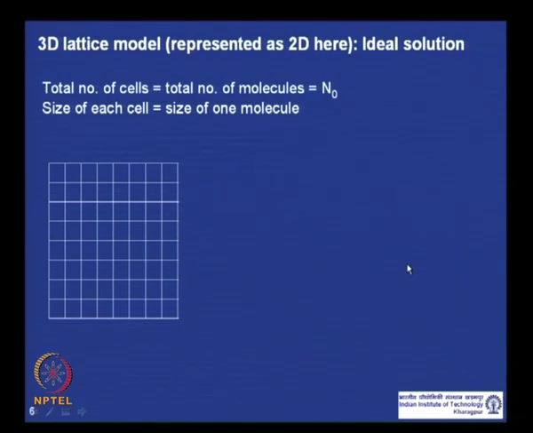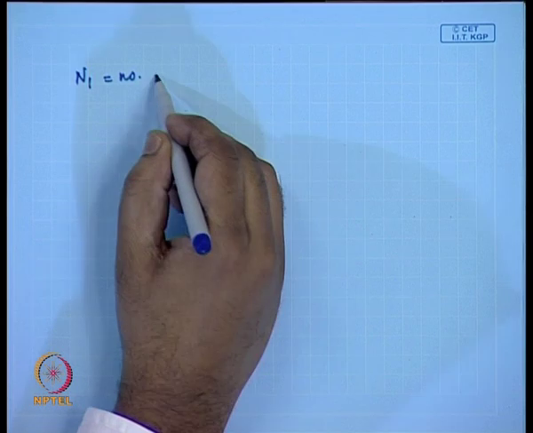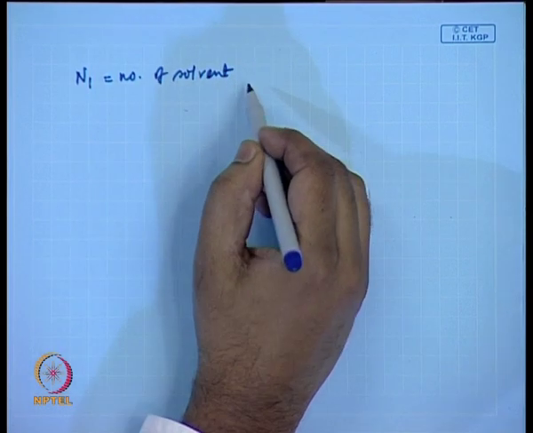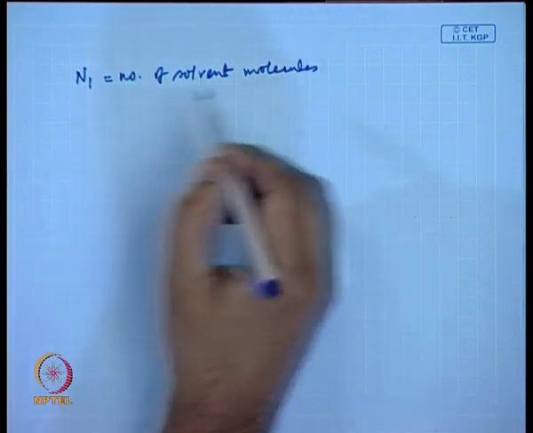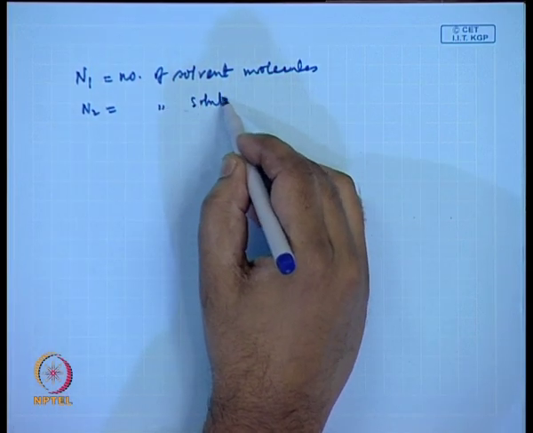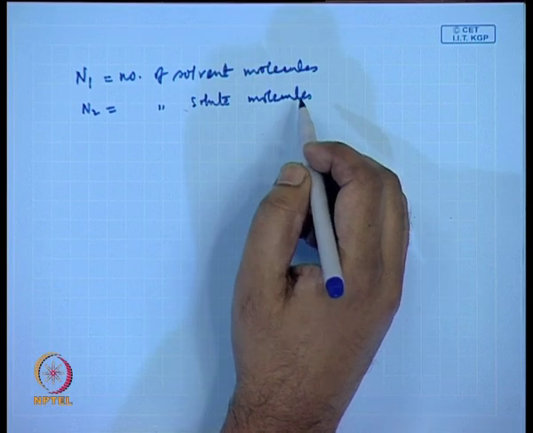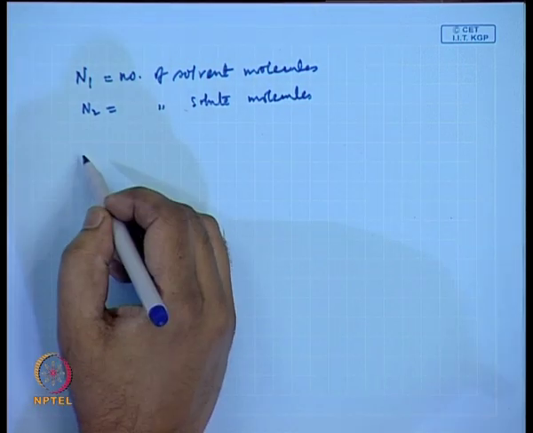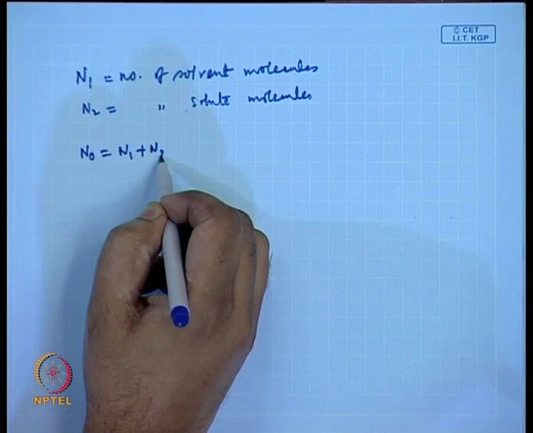Now, let us talk about how to calculate this combinatorial or configurational entropy, and we are continuing our discussion with the most simple system of ideal solution. Let N1 be the number of solvent molecules and N2 the number of solute molecules. And N0 is N1 plus N2, which is the total number of molecules.